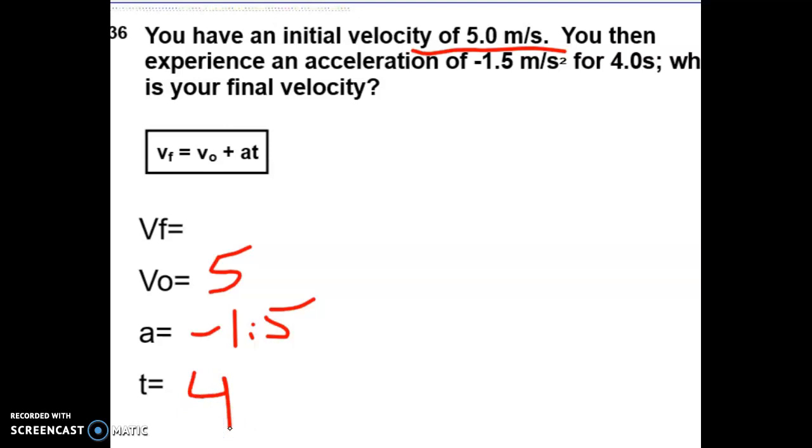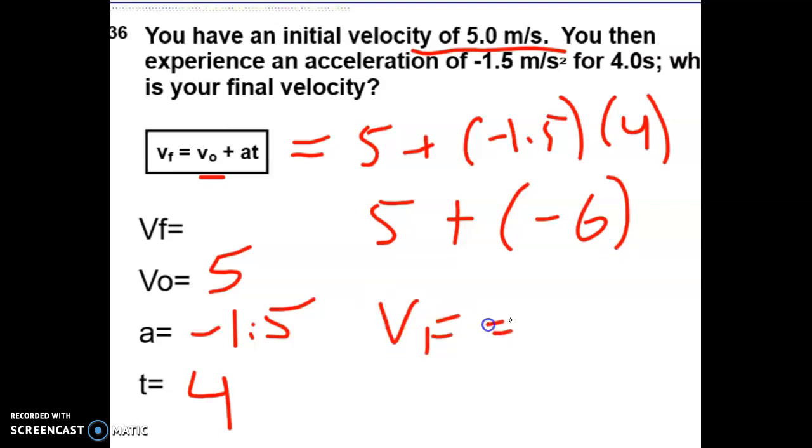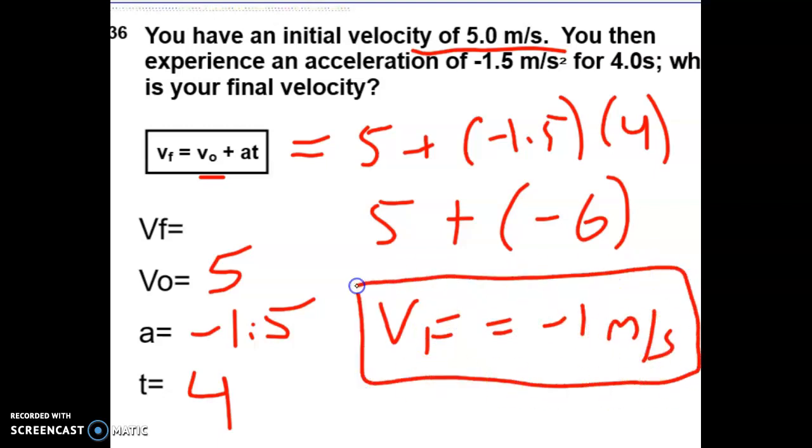Let's start to plug in some of this work here. VO is equal to 5, so I want to say 5 plus the A times the T, which is negative 1.5 times 4. If we do the math here, negative 1.5 times 4 is negative 6. So 5 plus a negative 6, my answer for VF is equal to negative 1, and of course meters per second. So I ended up with a negative final velocity, which just means moving to the left. It's a totally possible answer.